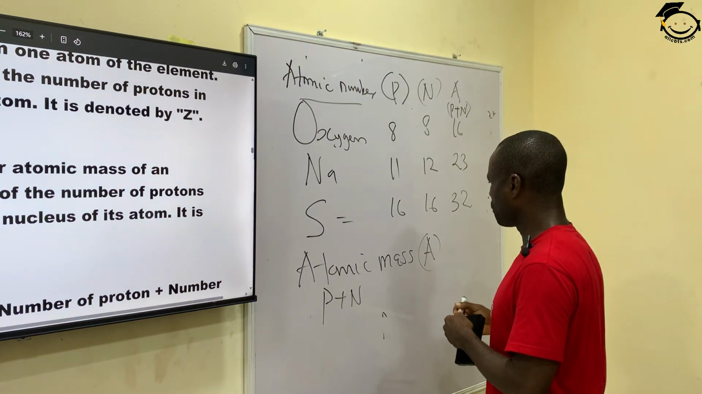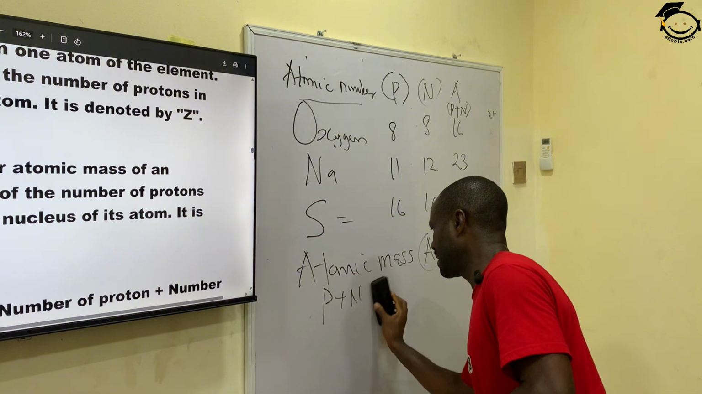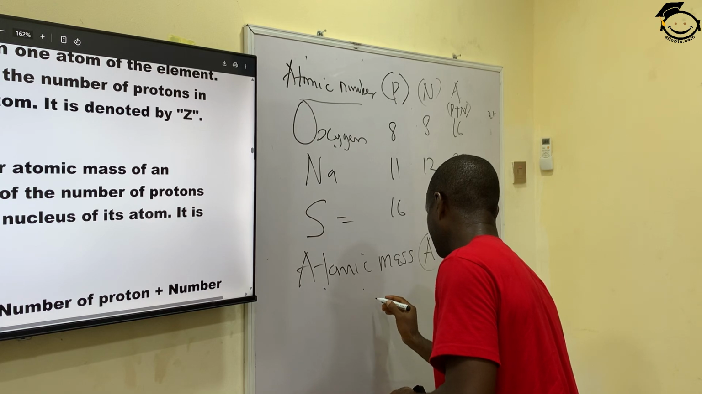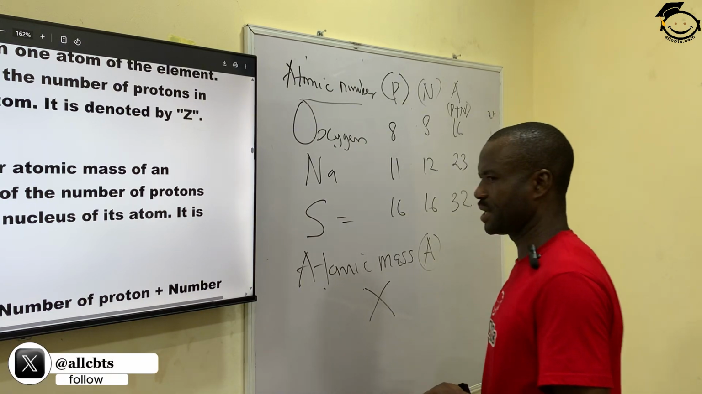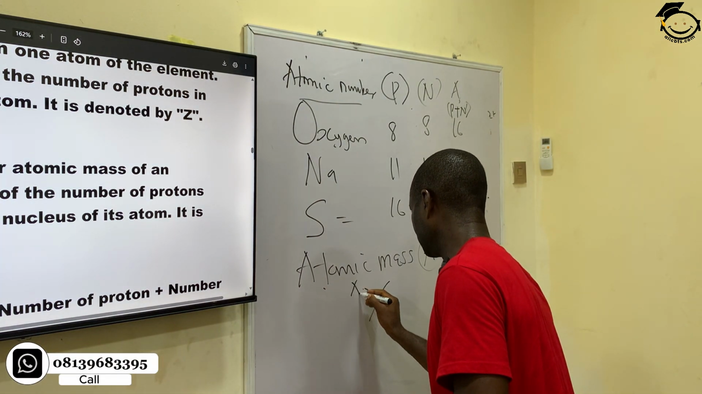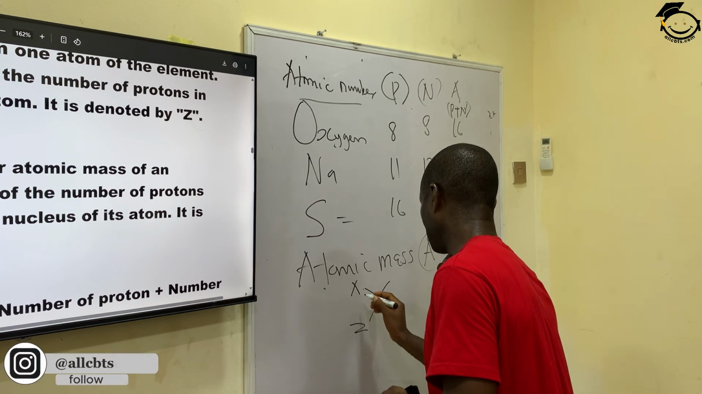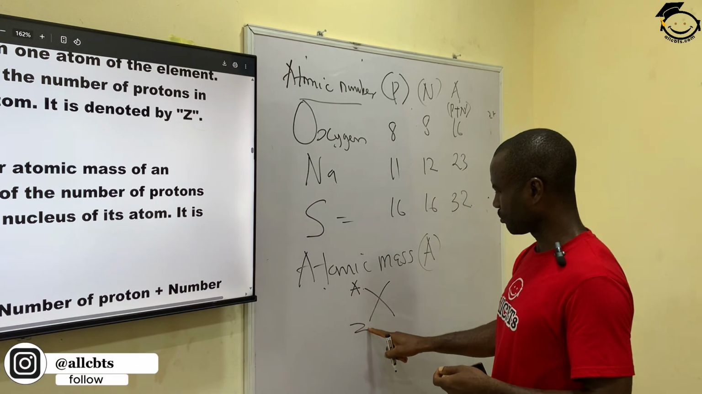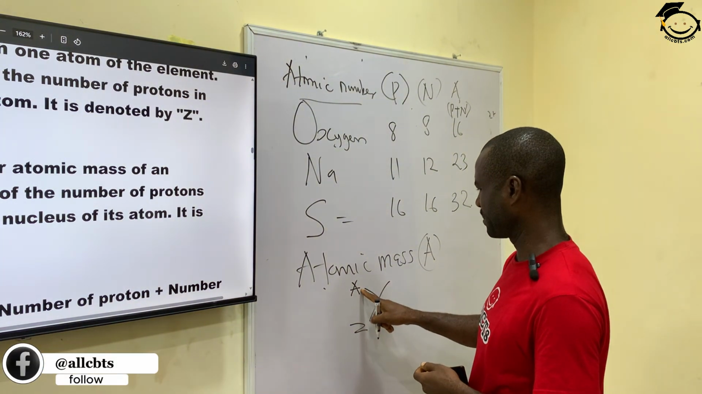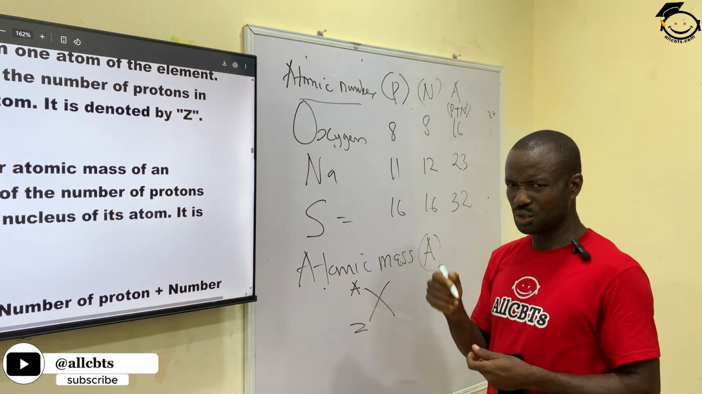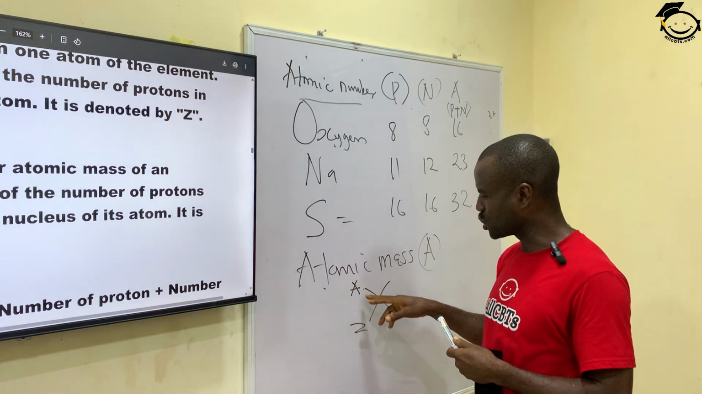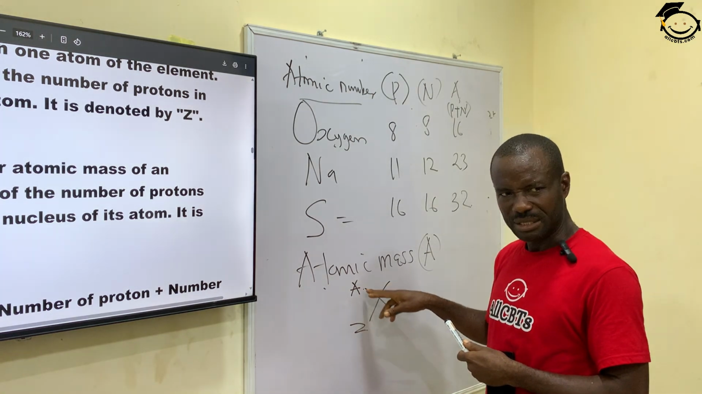And it is denoted. If you want to represent an element, say element X, for instance, it will be represented like this. This is the atomic number and atomic mass. So the subscript Z is the atomic number, while the superscript A is the atomic mass. One thing you should note, atomic number is always smaller than the atomic mass. In fact, atomic mass is about twice the atomic number.